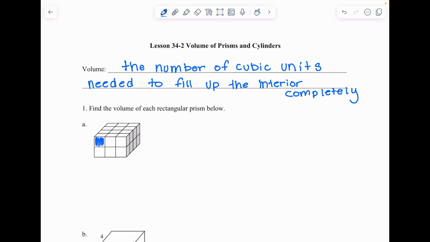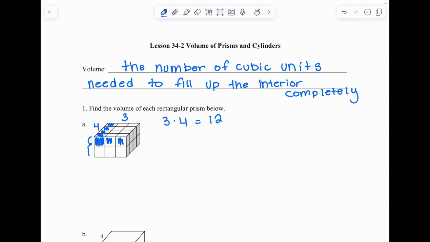So I'm going to start by counting how many cubic units I have in the top row. I have 1, 2, 3 by 1, 2, 3, 4. 3 times 4 tells me that I have 12 cubic units in the first row.